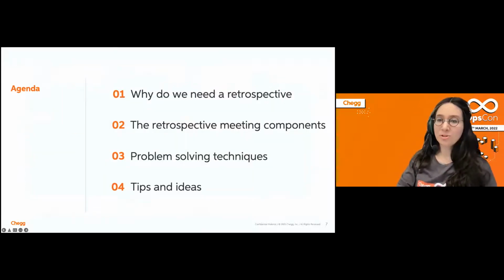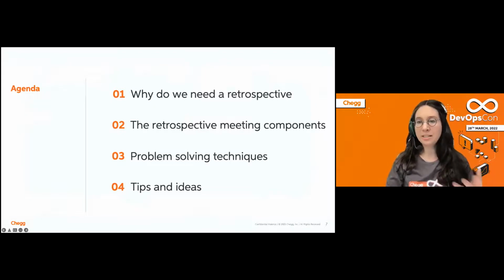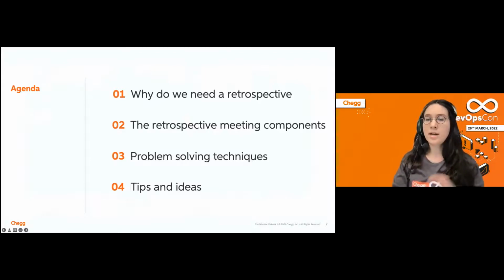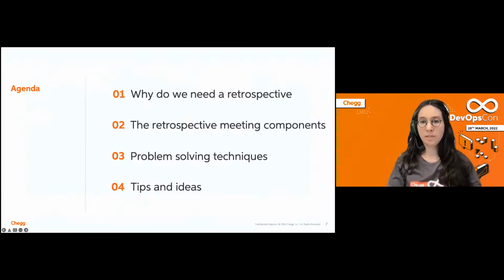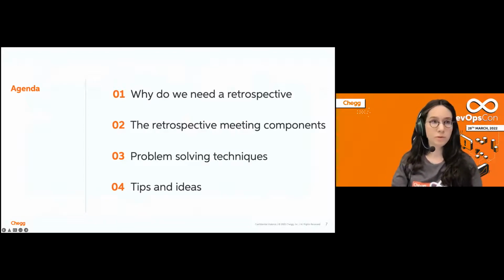So today I'm going to talk about why we really need a retrospective in a Scrum team and how to make it creative and productive. We will cover retrospective meeting components and several ideas for each part. We'll go through problem-solving techniques and additional tips that will help you during the retrospective.